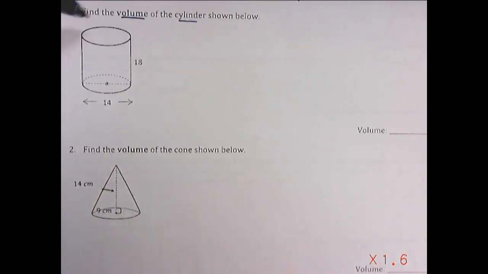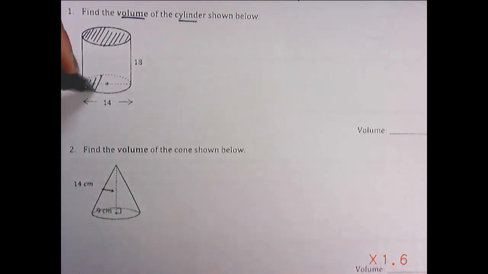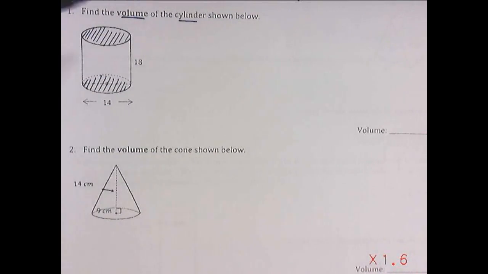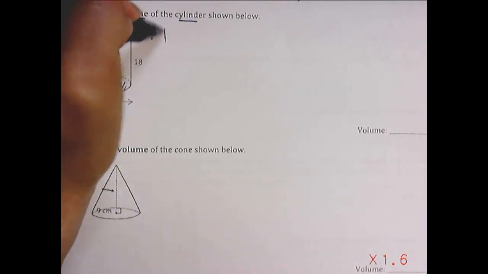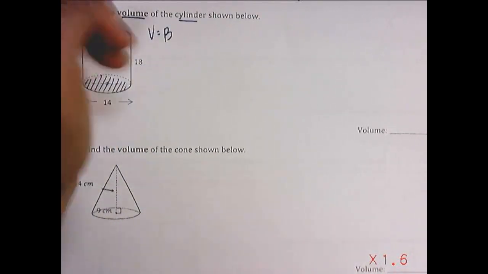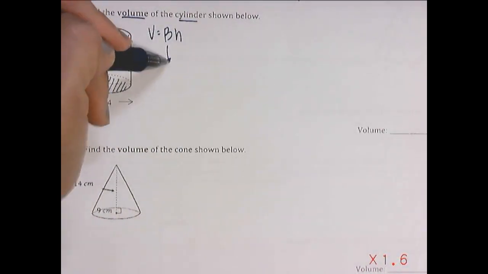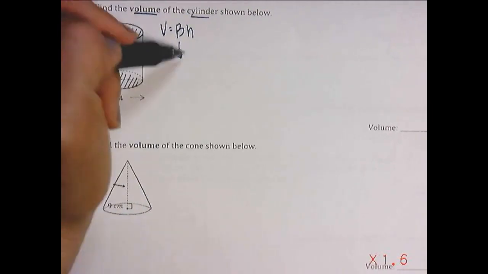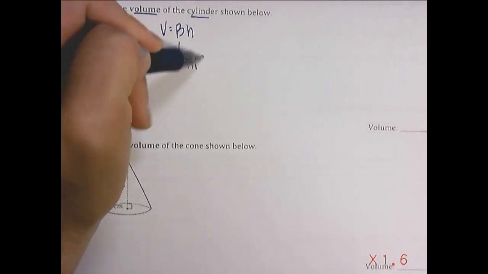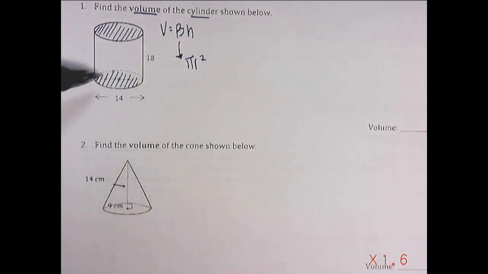And this is a prism, so that means it has two bases. All right, and you're going to need to find the volume. You're going to need to find the area of the big base and multiply it by the height. So your area of the base is going to be pi times your radius squared because it's a circle. Well, my radius is 7 because my diameter is 14.